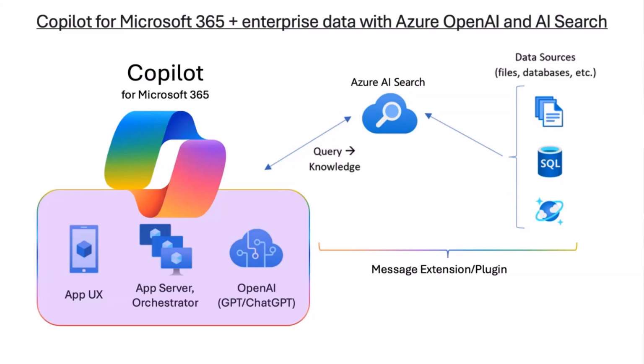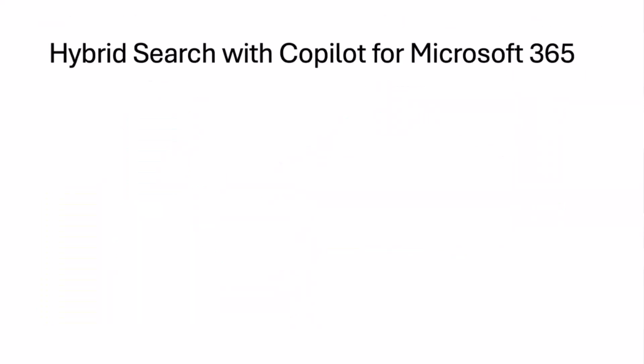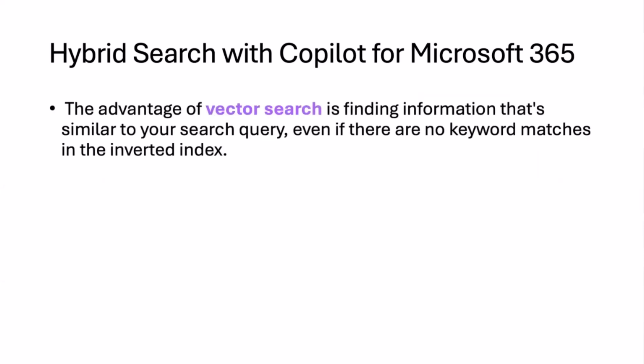When we're using Azure AI Search here, we are actually enabling hybrid search for our search experience. And if you ask what hybrid search is, it's actually the combination of vector search, keyword search, and semantic search. So if I need to give you a brief about hybrid search with Copilot for Microsoft 365, I just want to highlight that the advantage of vector search is finding information that's similar to your search query.